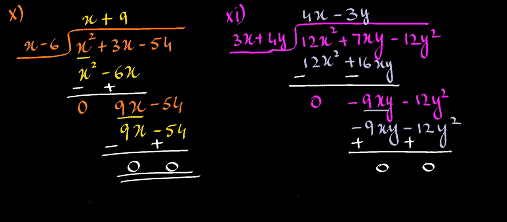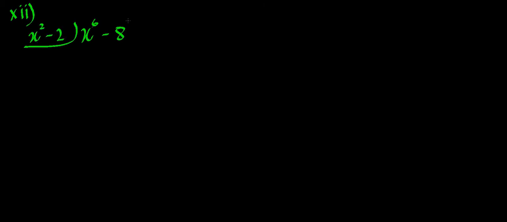Now, moving ahead, let's scroll down. Okay. Now, the next sum. Sum number 12. Now, this sum over here, we have x raised to 6 minus 8 divided by x square minus 2.